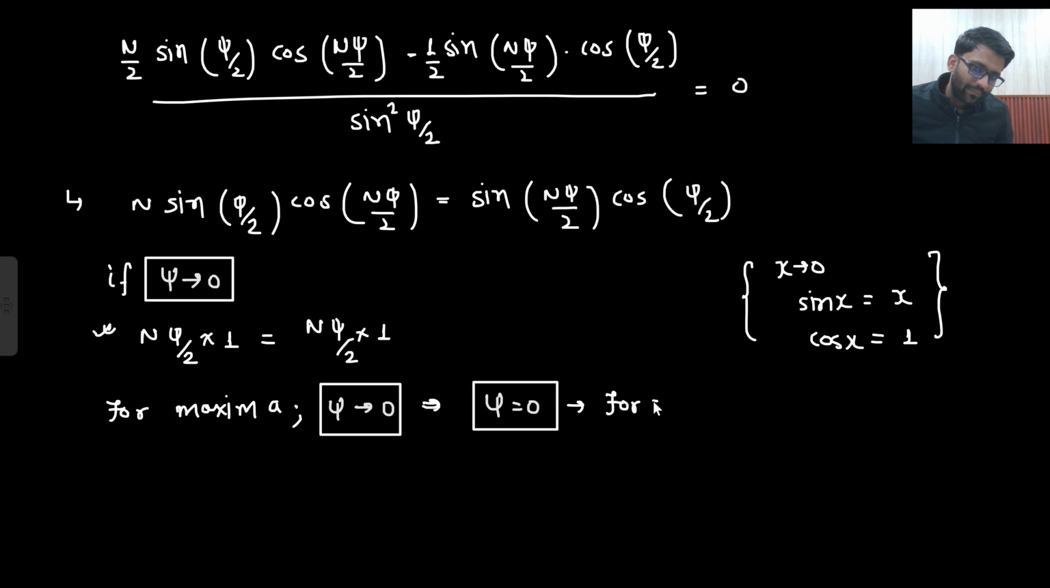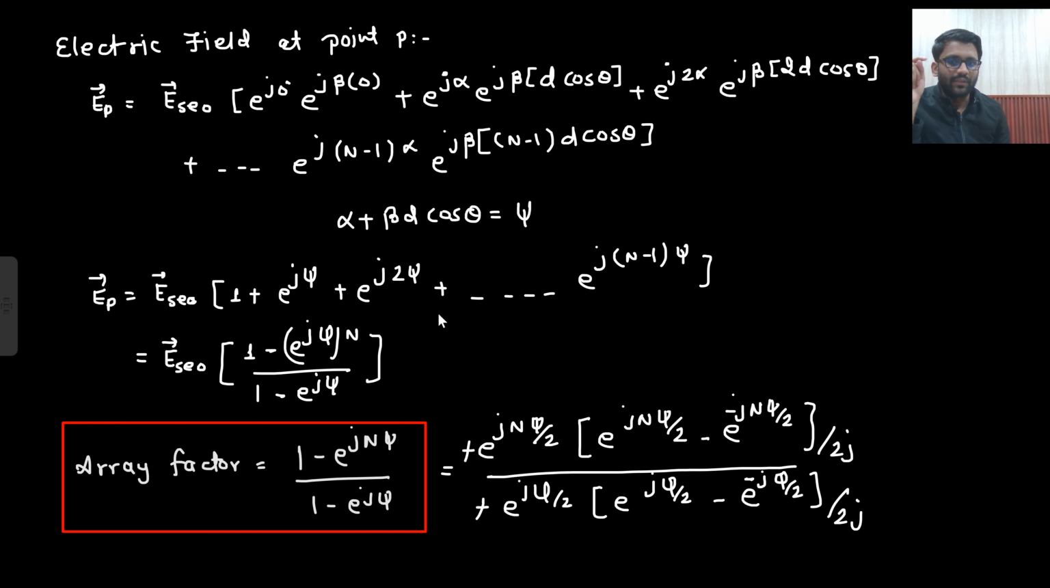For maximum radiation, this is a very important point that we have got. This is something that can be asked in your examination. If alpha plus beta d cos theta is equal to 0, if the phase difference is 0, then at that time you will get the maximum radiation. And that is pretty obvious as well. Why is that so? Because if alpha plus beta d cos theta is 0, then what will happen here? e to the power j0.